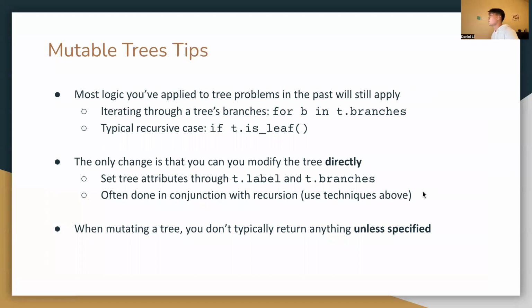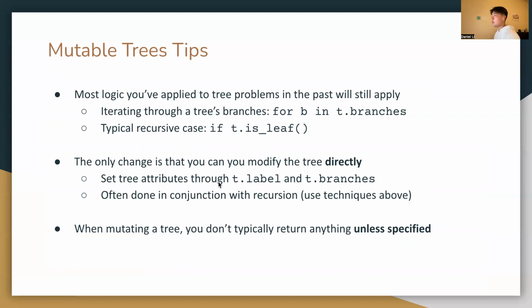Okay, so some tips for solving mutable tree questions. Most of the logic you applied to tree problems in the past will apply to mutable tree problems, right? So this is like for b in t.branches is a way to loop through all the branches in a tree. Previously in ADT tree problems, it would be for b in branches(t). The typical base case, right, for solving recursive mutable tree problems is going to be t.is_leaf, right? Because there's nothing else that comes after leaf nodes.